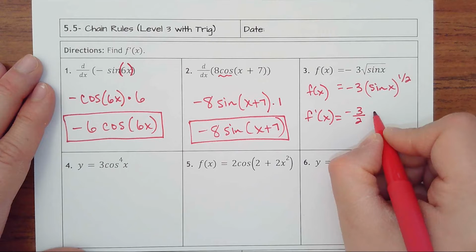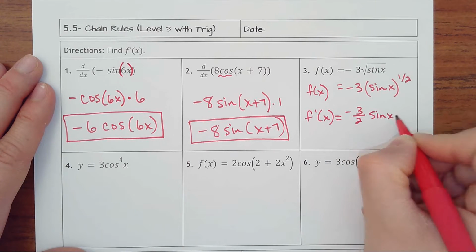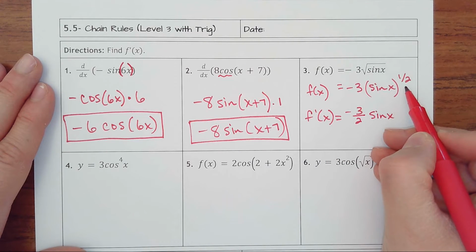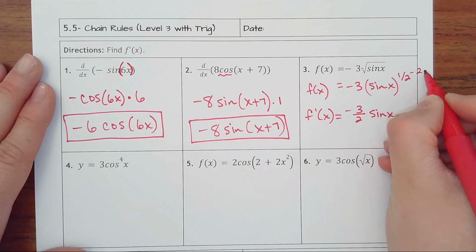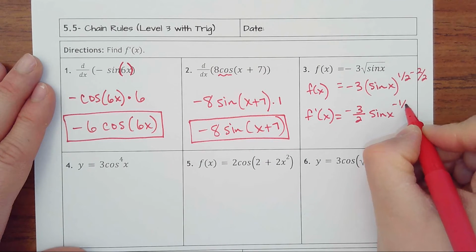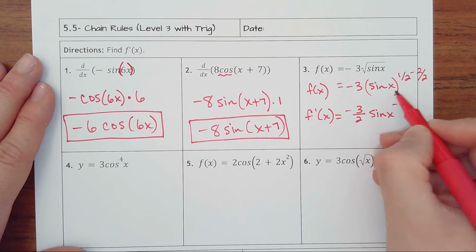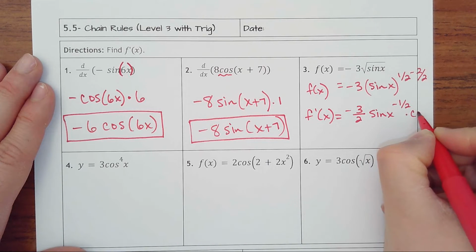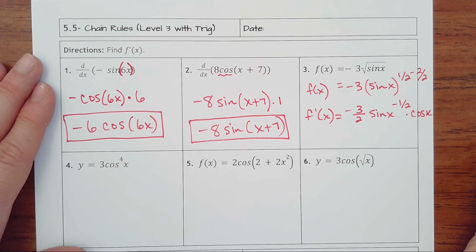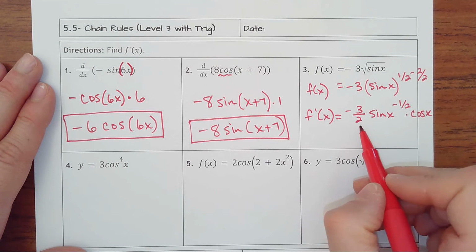Keep the inside the same. Subtract 1 from the power. Subtract 2/2, which would be negative 1/2. And then times the derivative of the inside, which is the sine of x. That would be cosine of x. And so I believe you can leave it like that.